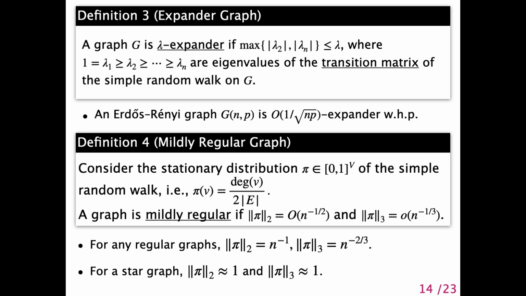Also, we consider mildly regular graphs. Consider the stationary distribution pi of the simple random walk. This is a vector. A graph is mildly regular if the 2 norm and 3 norm of pi are small, like this. Roughly speaking, the norm of pi measures the balance of the degree sequence. So a regular graph has a small norm, but a star graph has a large norm.